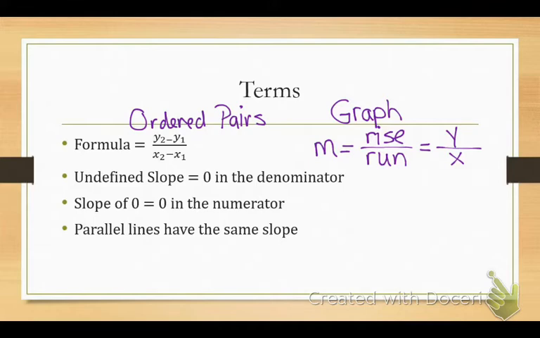Again, we'll talk more about that in a minute. An undefined slope has 0 in the denominator. A slope of 0 has 0 in the numerator. And parallel lines have the same slope. In a couple minutes, I'm going to refer back to these terms, so just tuck it back and we'll come back to it. Everybody have your blanks?